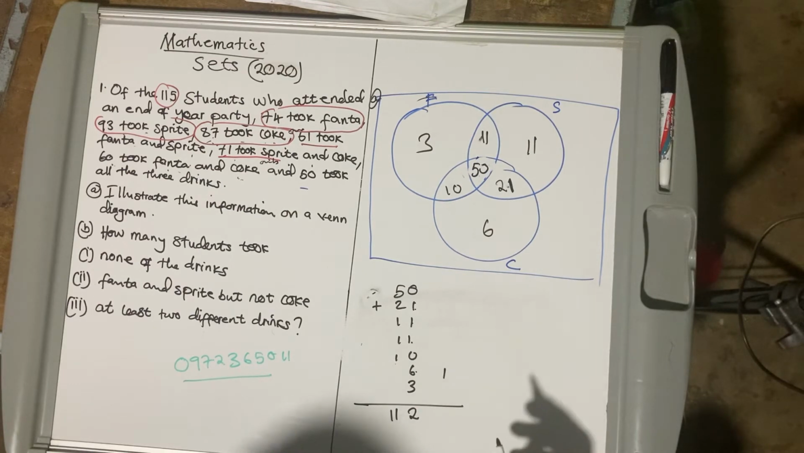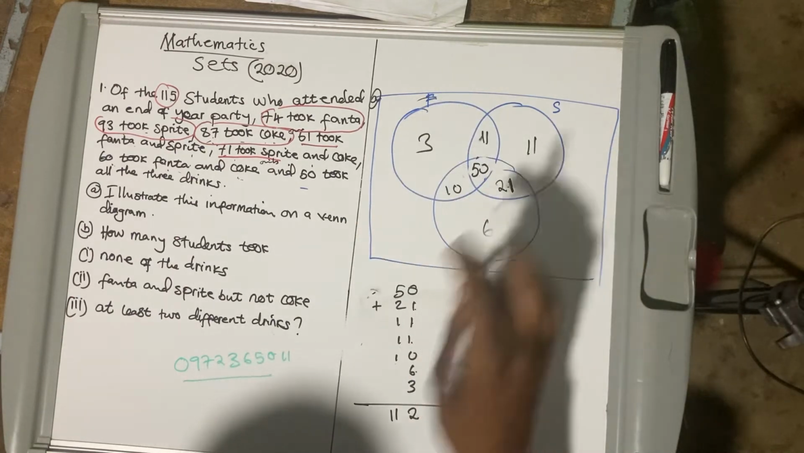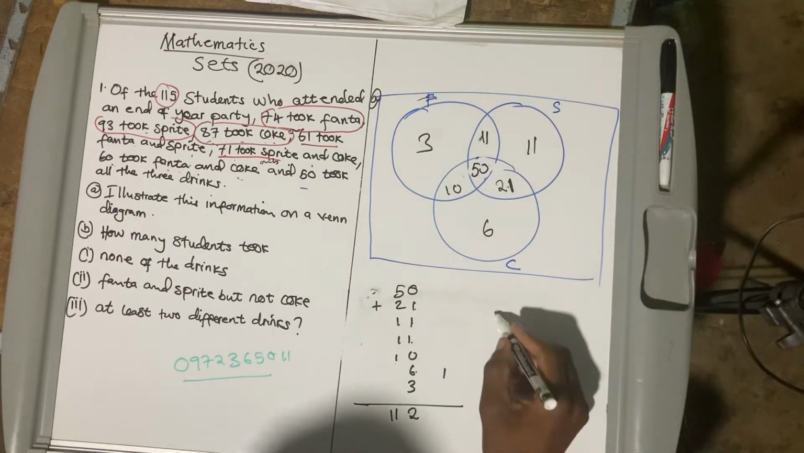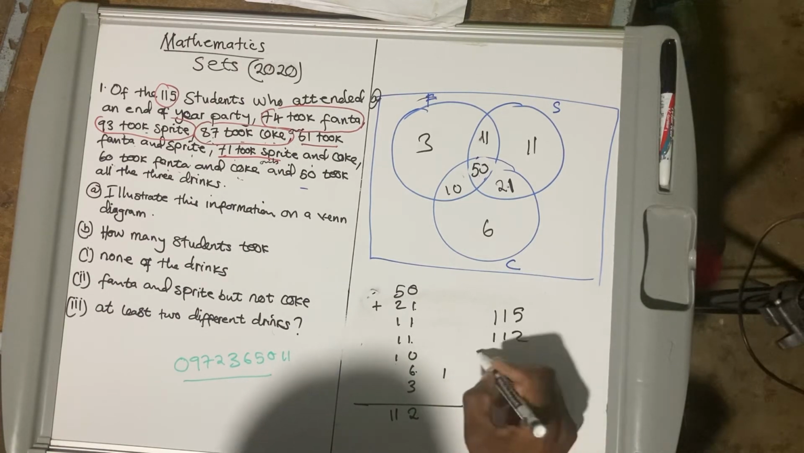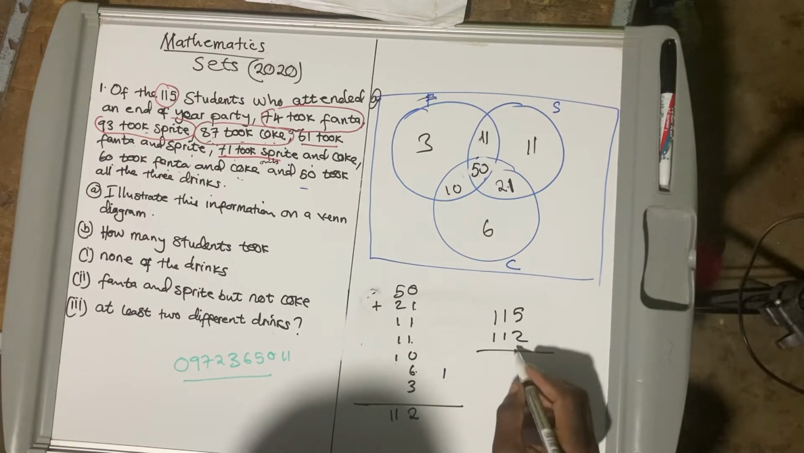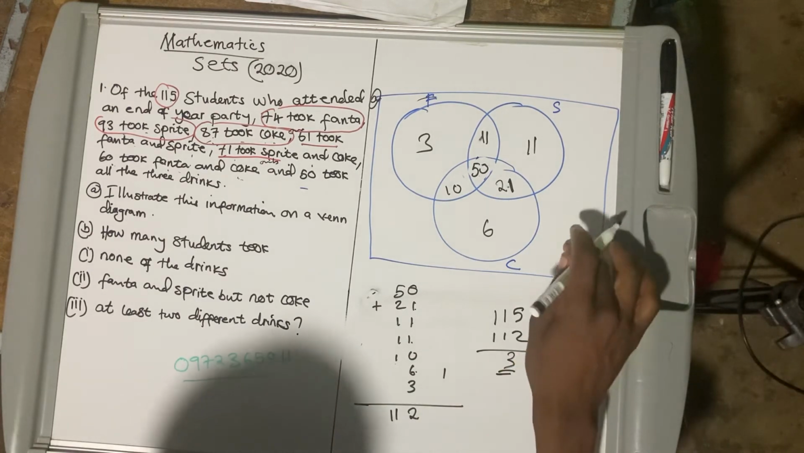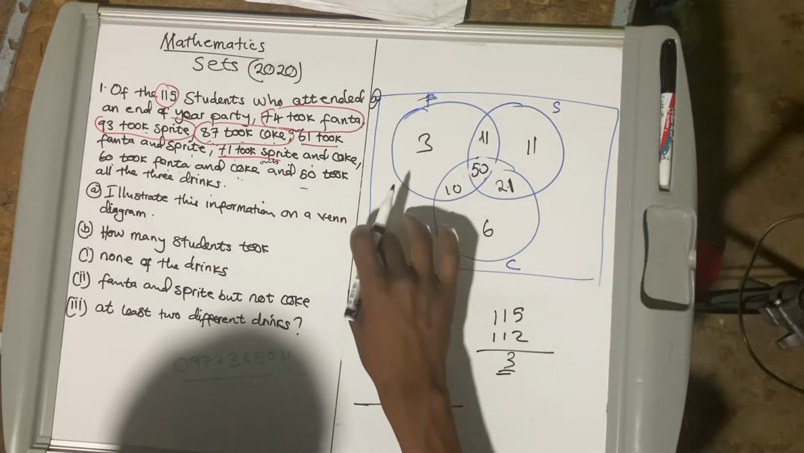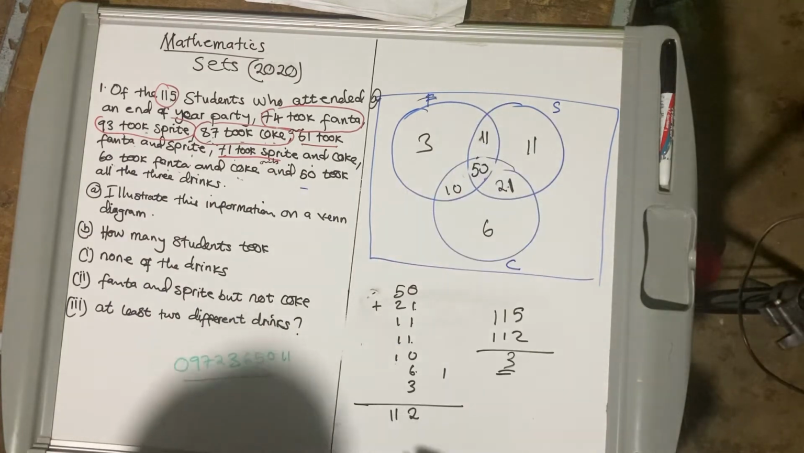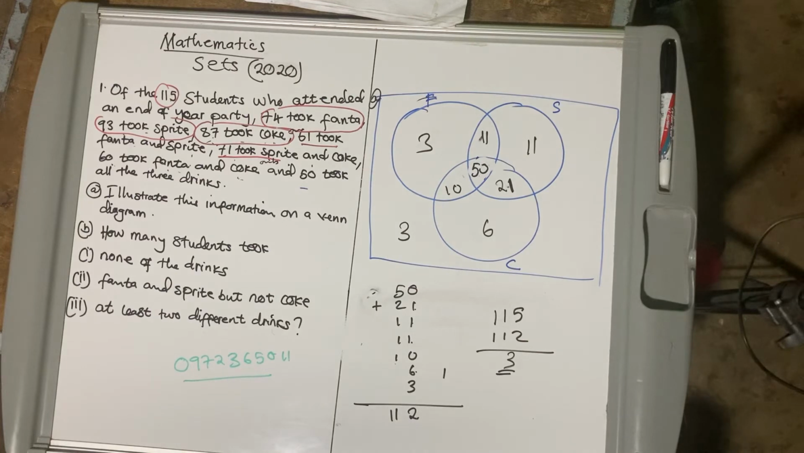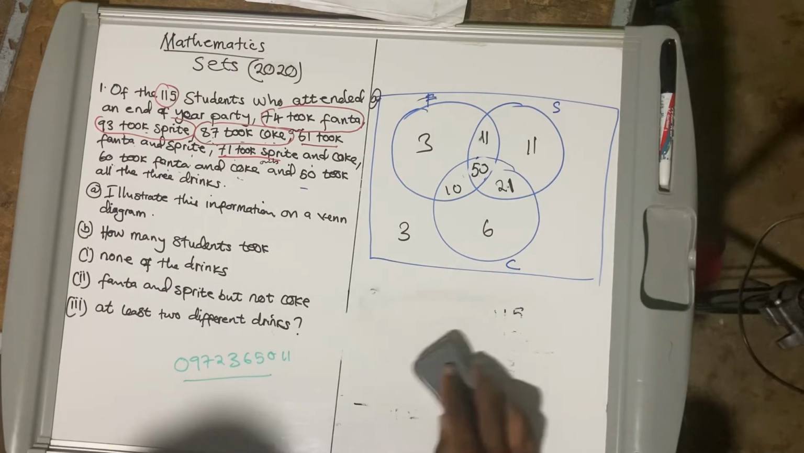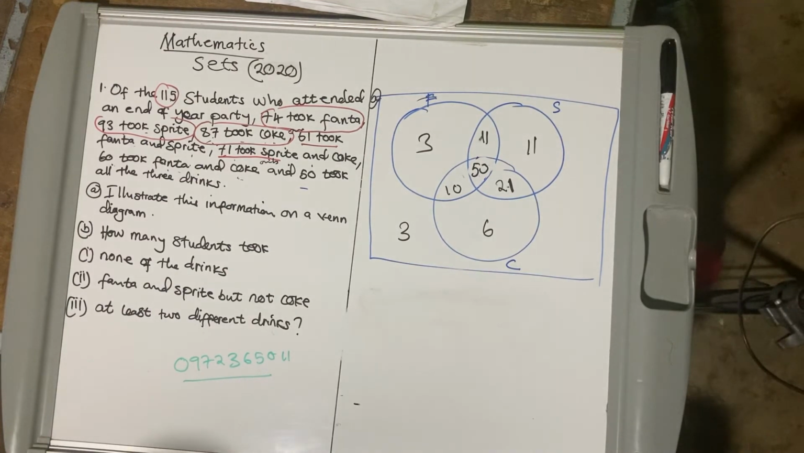Which means that the remaining ones do not take any of these drinks. So the total is 115 minus what you have found here, 112. And this is giving us 3, of course. The 3 can be written anywhere in this box as long as it is outside these circles. So we have 3 outside here. That is the first question, A. We have answered it.